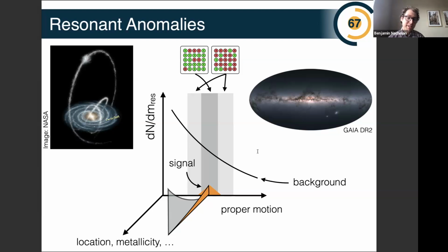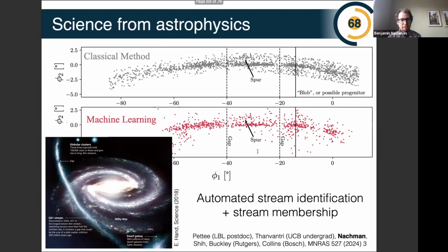to pick up automatically the presence of these streams. And this is useful because there are classical methods that can do this, but they input a lot of astrophysical modeling, which is of course good, but requires a lot of assumptions that may or may not be true. So the machine learning approach is a complement to that, allowing us to be agnostic and look for things we didn't know how to look for.